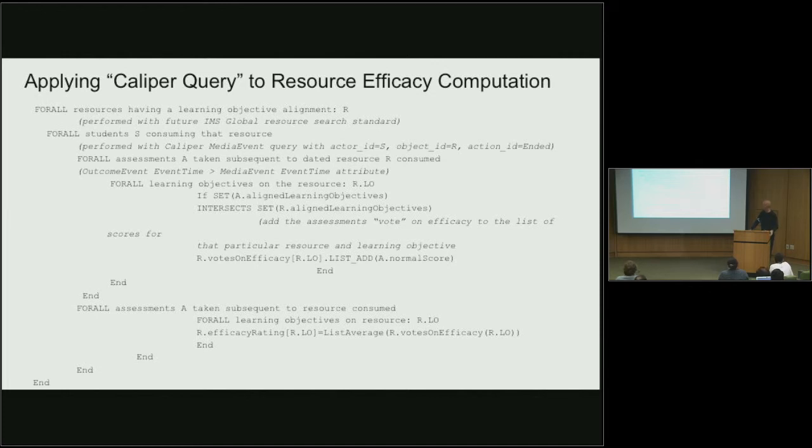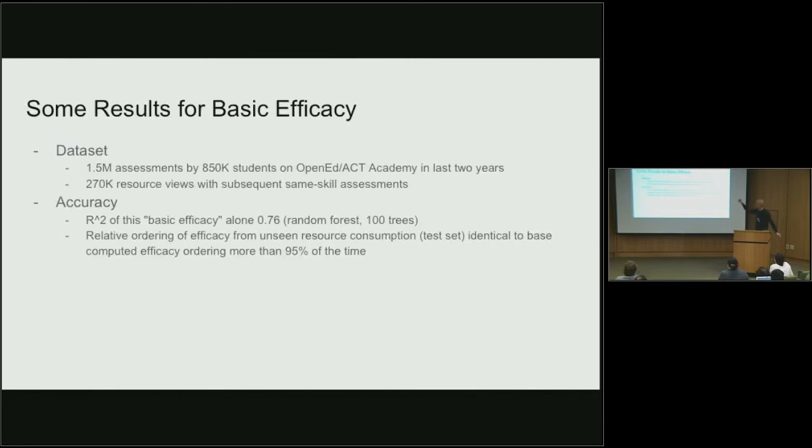It's open source. Now, by the way, that data set is the data set from the contextual efficacy. So I'm sorry, the full data set is 6 million assessments over 6 years. Those data set sizes have to do with the contextual efficacy. What I will say is on the basic efficacy alone, we're getting 0.76 R squared, which is pleasantly good, but I'll tell you about this new machine learning approach that we're very excited about. The important thing, though, is what are we using these efficacy scores for? It's for relative ordering of the resources.